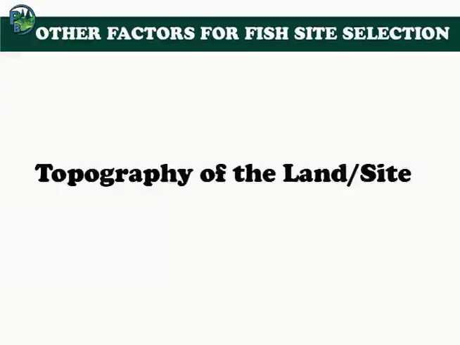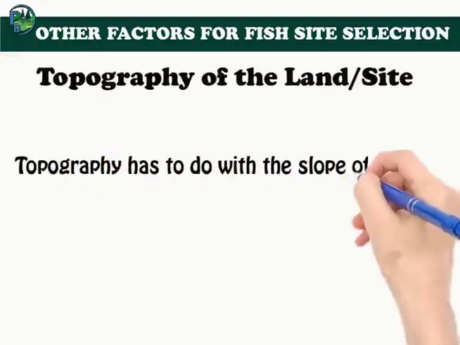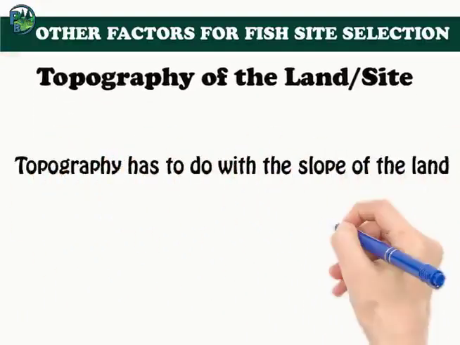2. Topography of the land or site. Topography has to do with the slope of the land. The land contour and the land slope will determine the way to build ponds. Topography is a high consideration for construction of earthen ponds also.